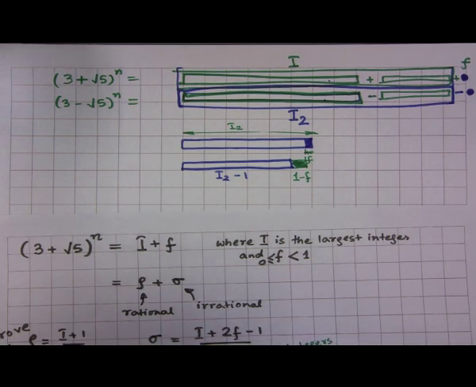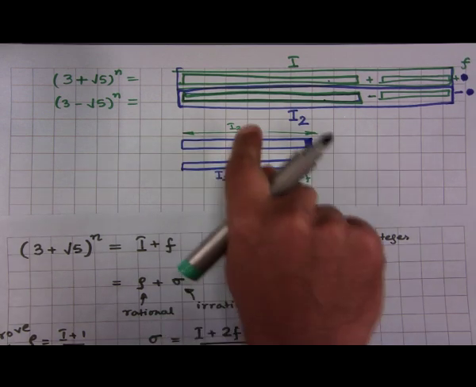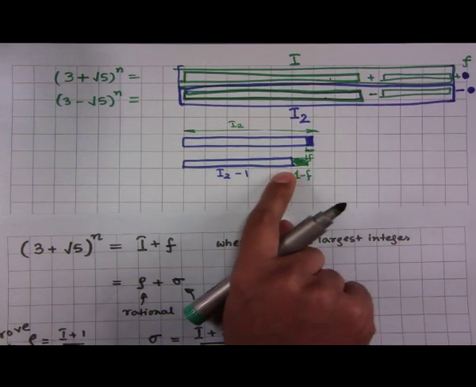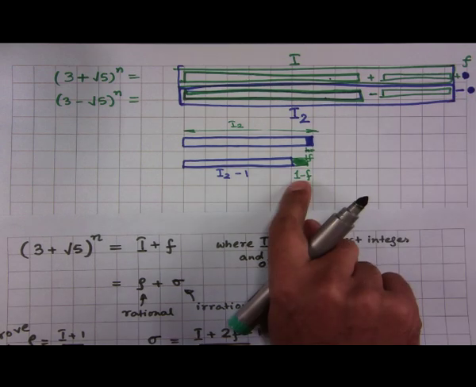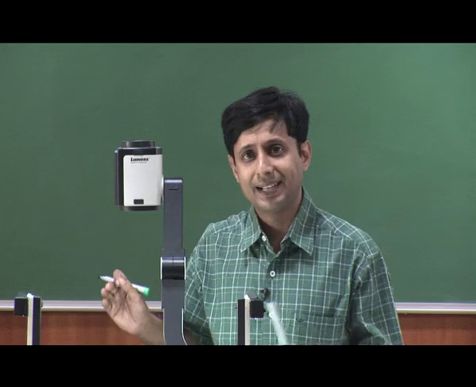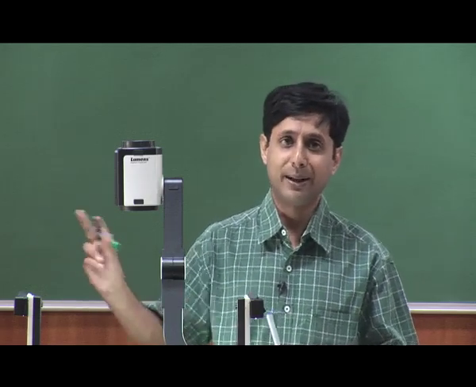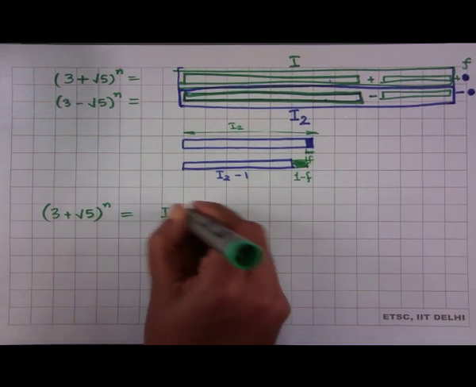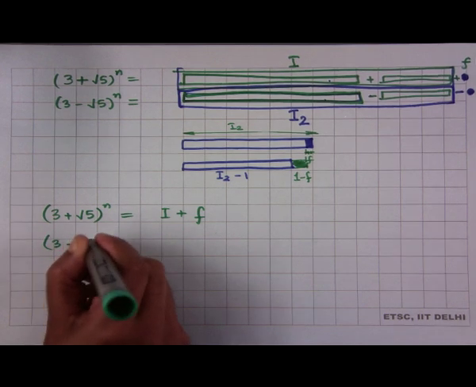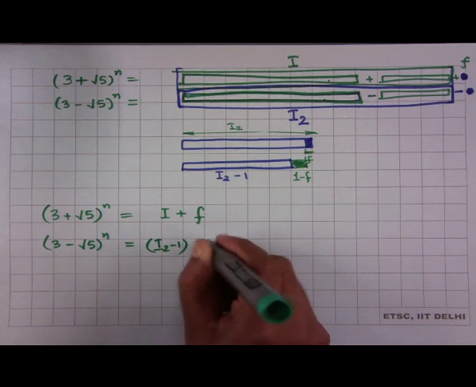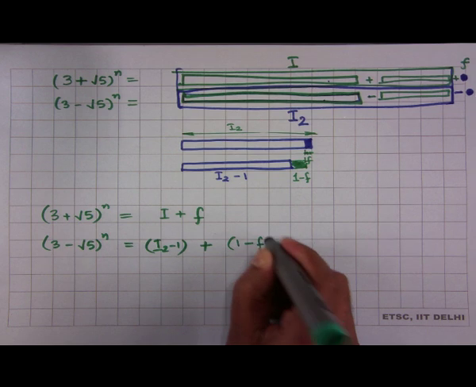I am trying to draw it pictorially, right. So, the integer part is no longer the old integer, this minus this, it is this minus this and minus an extra 1, and the fractional part is 1 minus f, all right. So, 3 minus root 5 whole power n will be some other integer I 2 minus 1 plus a fraction which is nothing but 1 minus f. So, if 3 plus root 5 whole power n is equal to I plus f, then 3 minus root 5 whole power n will be some other integer I 2 minus 1 plus a fraction which is 1 minus f.